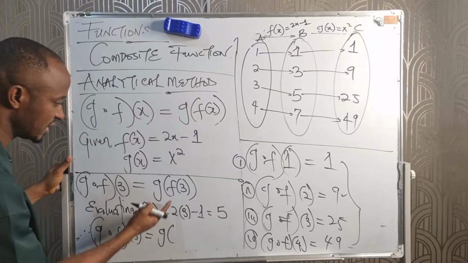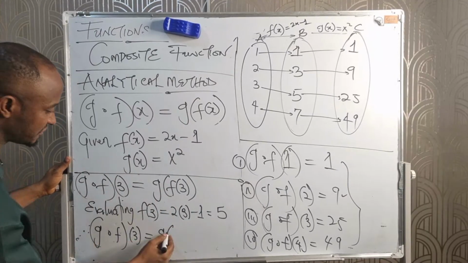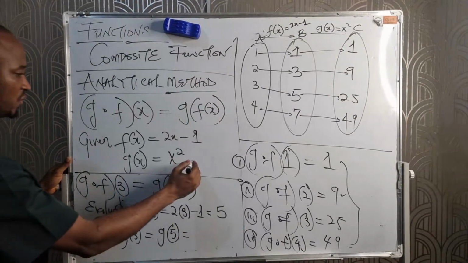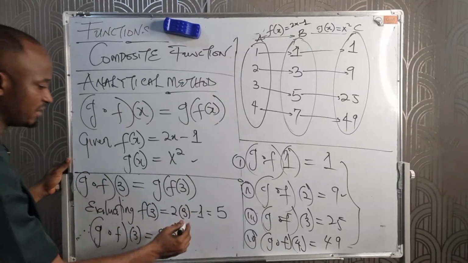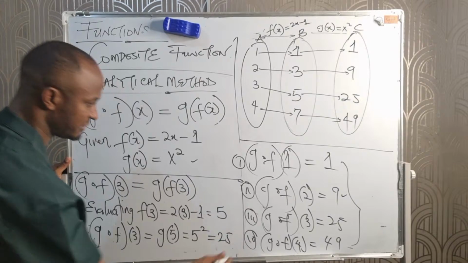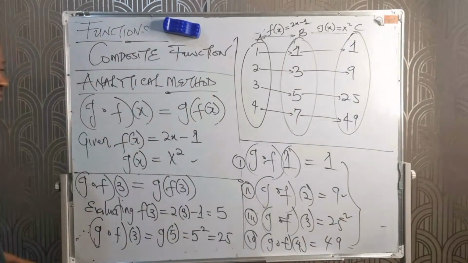So that means that g of f of 3 is equal to g of what? f of 3, we have solved as 5, right? So to solve for g of 5, what do we use? We use our g of x. Meaning here becomes what again? 5 squared. And what's 5 squared? 25, which is the same answer we got here.